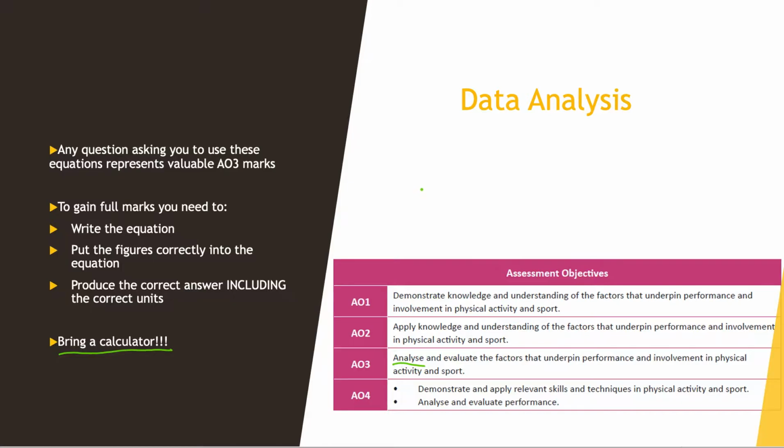Very often there might be a table with data in it, or a graph with data, or you're just given the quantities, but you need to analyse those quantities somehow, whether it's the table or the graph, in order to get the data to put into your equations. And that skill is analytical, and therefore it helps you to pick up AO3 marks.